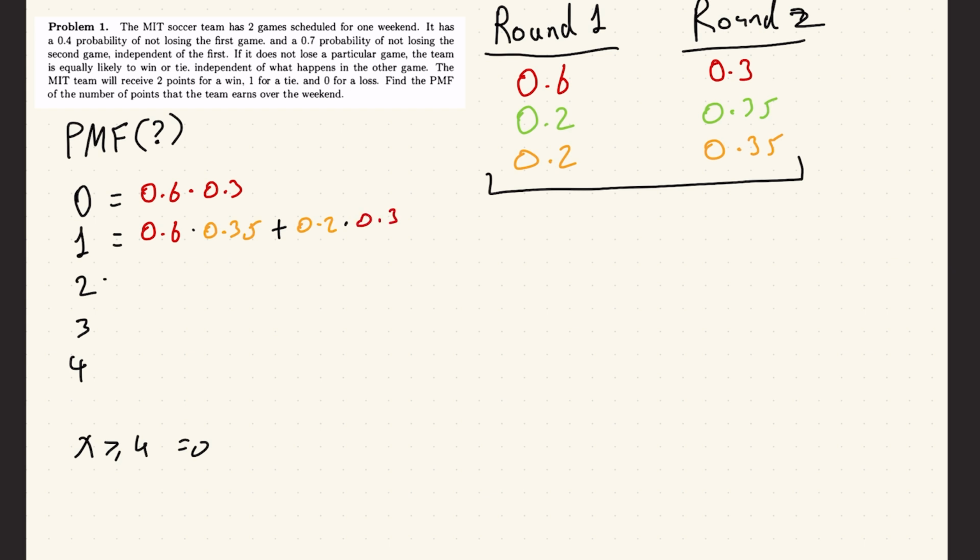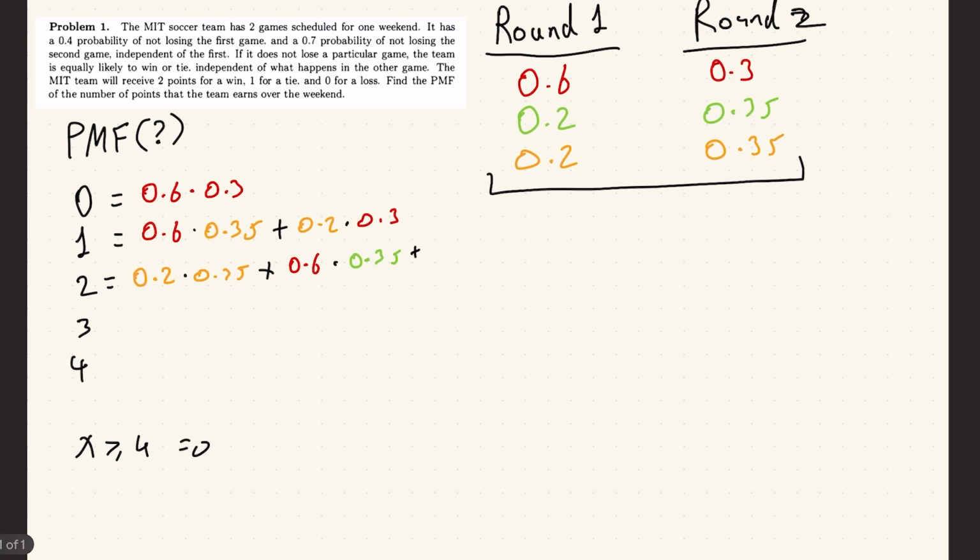The probability of them getting 2 points is, well, both of them can tie. Or one can win and the other loses, or the first round is lost and the second round is won. So we can write this as them both tying, or the first round being a loss times the second round being a win, or the first round being a win and the second round being a loss. Oh, there's a mistake there.